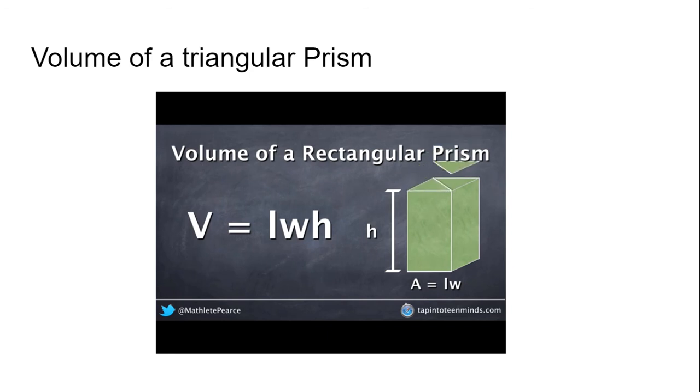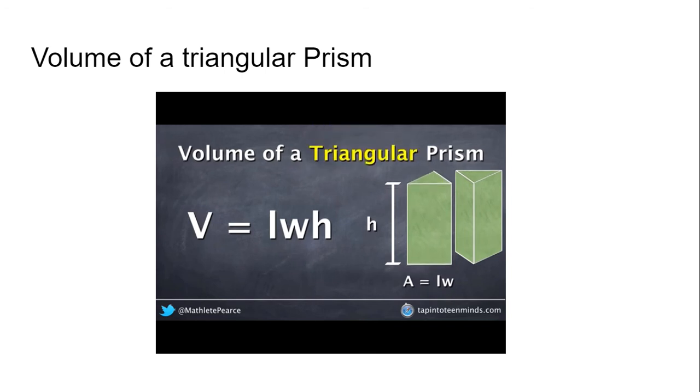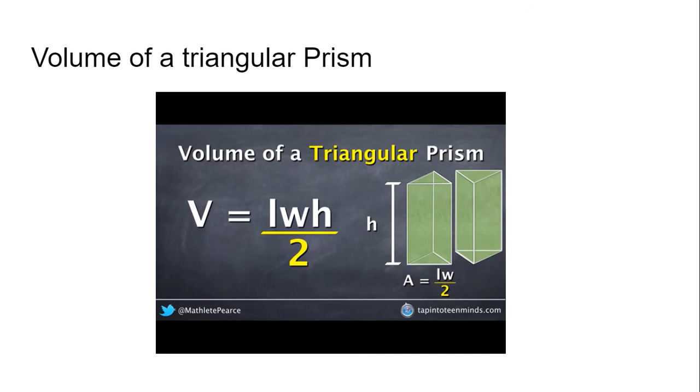By diagonally dividing the rectangular prism down the center, we will actually get 2 triangular prisms. Since we've essentially cut this rectangular prism in half, it makes sense that we've actually cut the base in half, and thus we're going to have to cut the formula for the volume of a rectangular prism in half as well. And thus, we'll get the volume of a triangular prism, which is one half times the length times the width times the height.